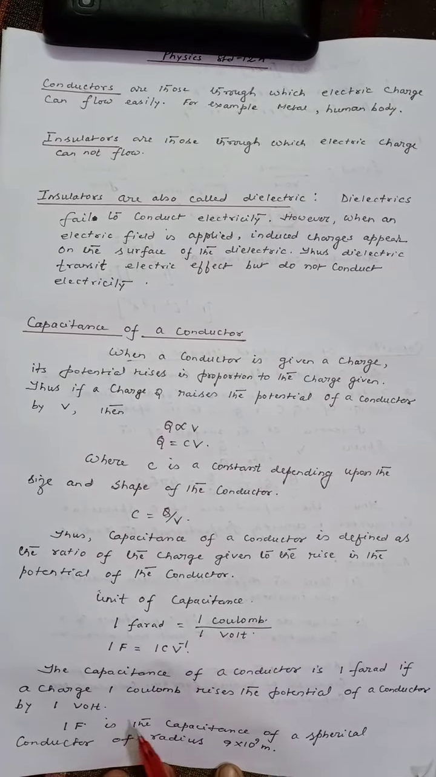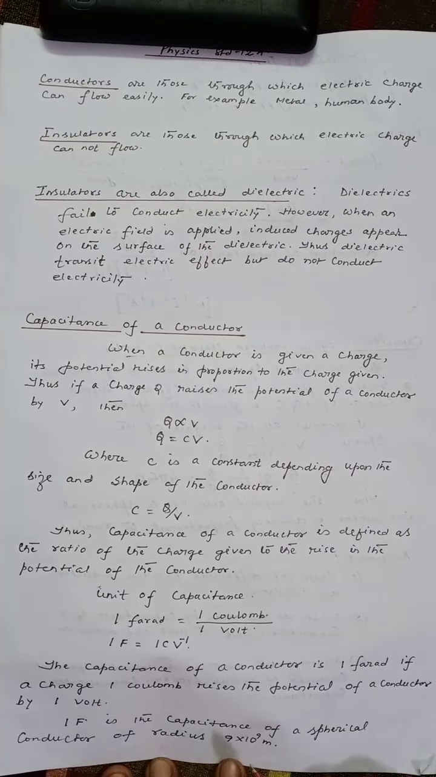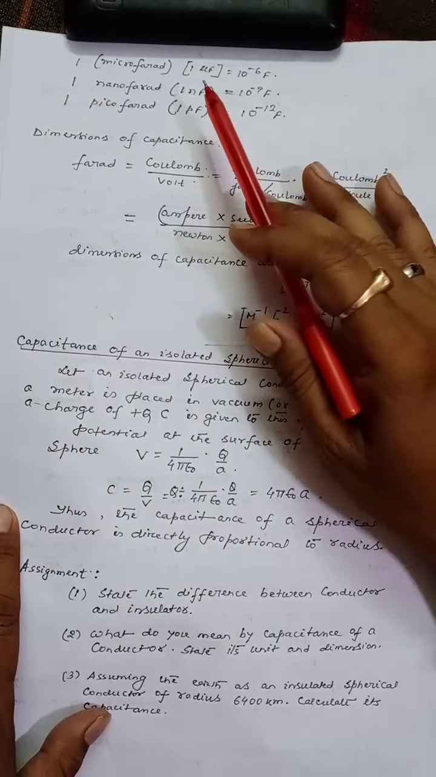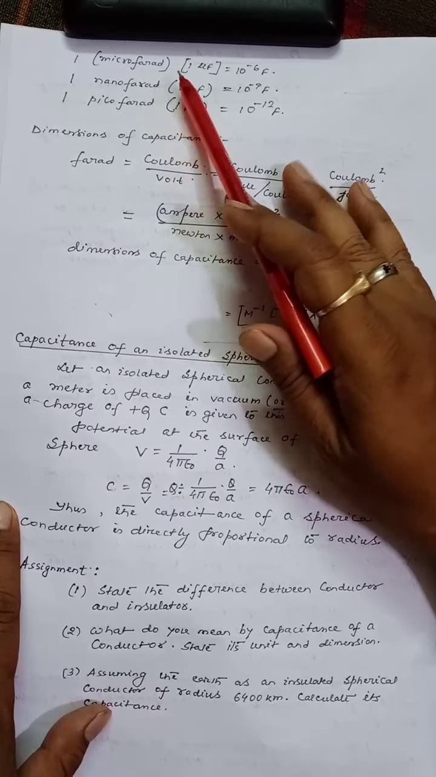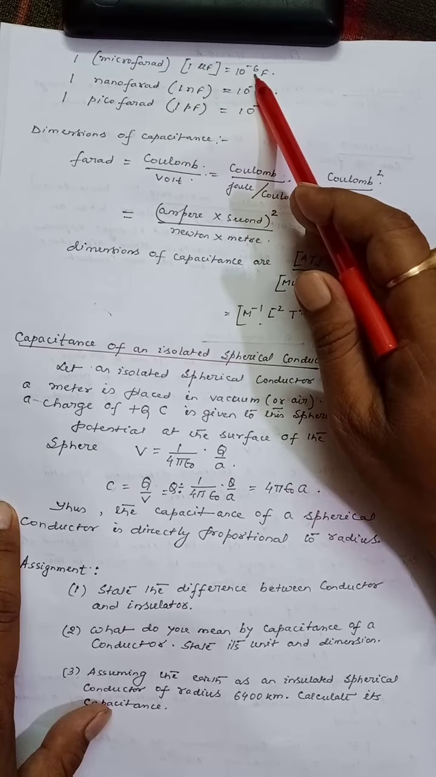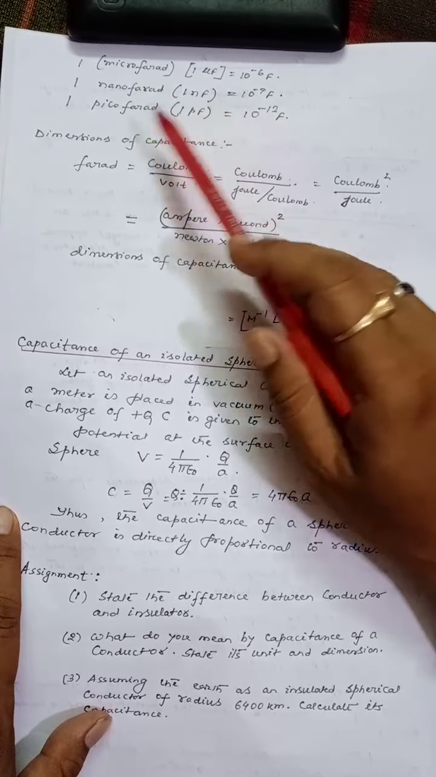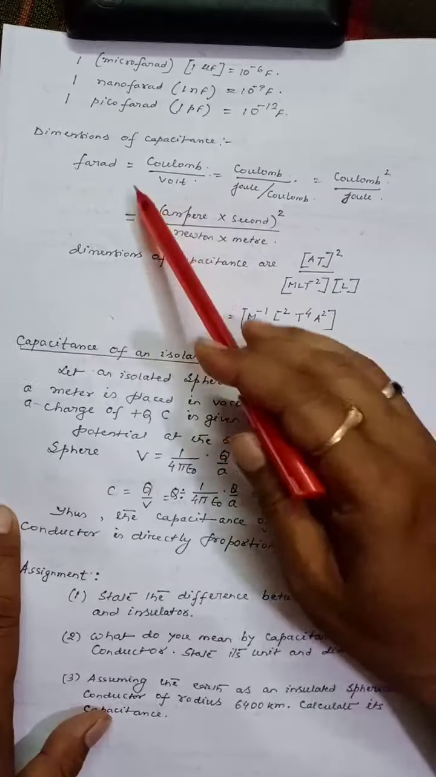Now 1 farad is the capacitance of a spherical conductor whose radius is 9 into 10 to the power 9 meter. The smaller units of electrical capacitance are 1 microfarad, which is 10 to the power minus 6 farad, 1 nanofarad, which is 10 to the power minus 9 farad, and 1 picofarad, that is 10 to the power minus 12 farad.